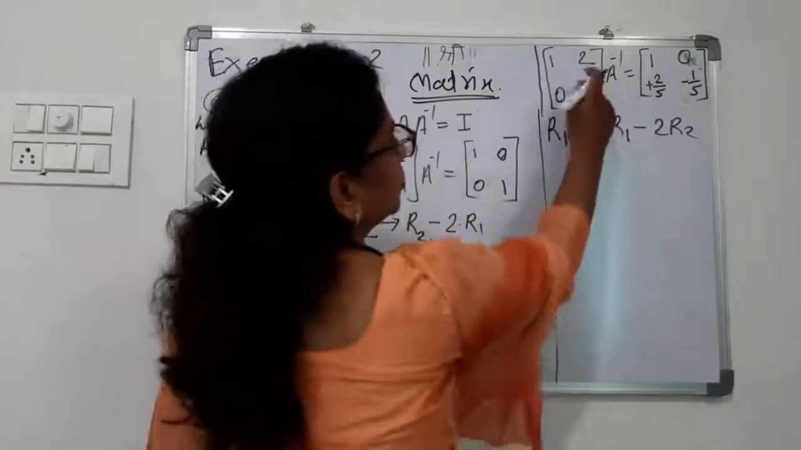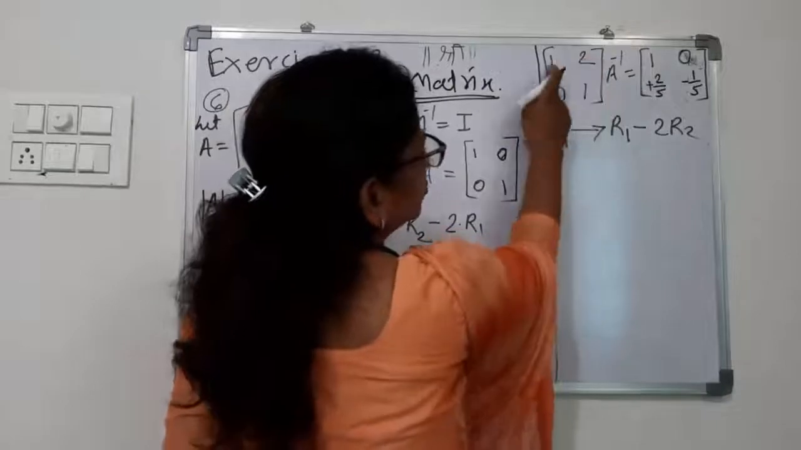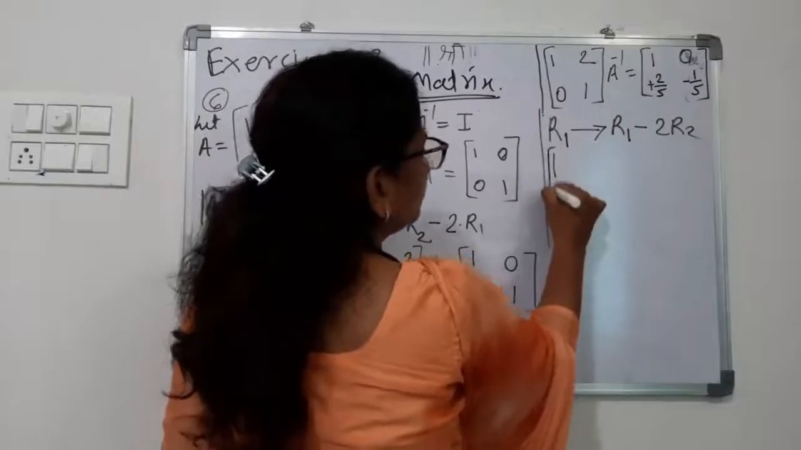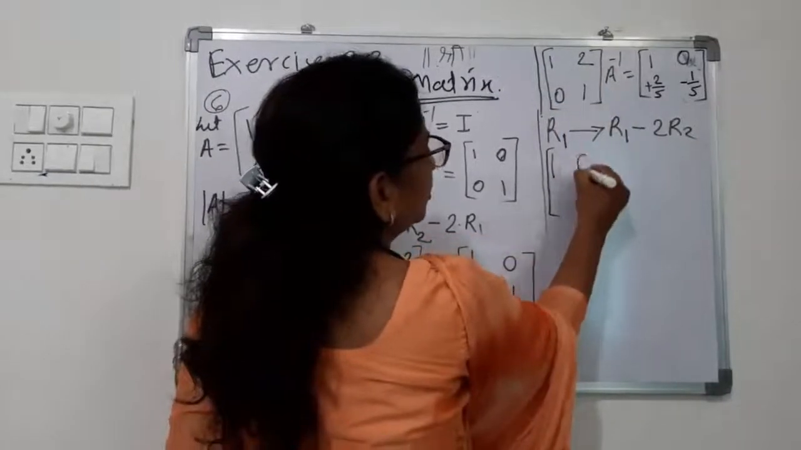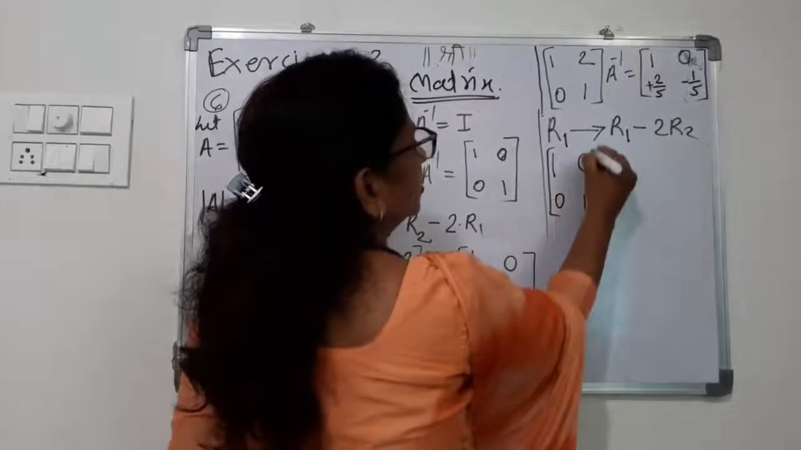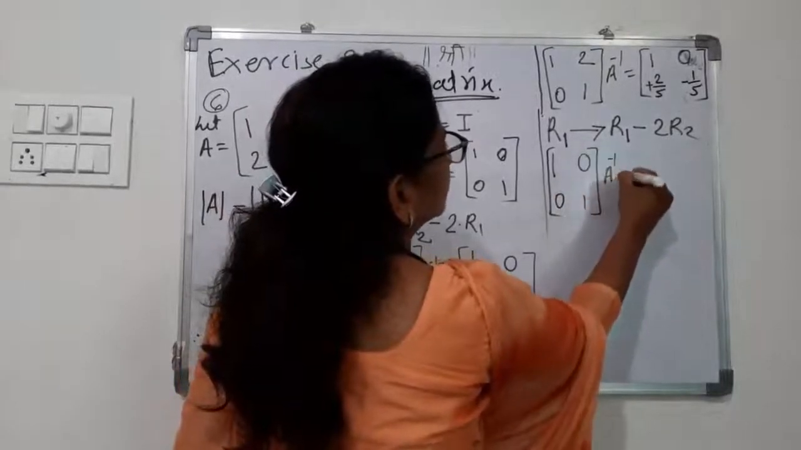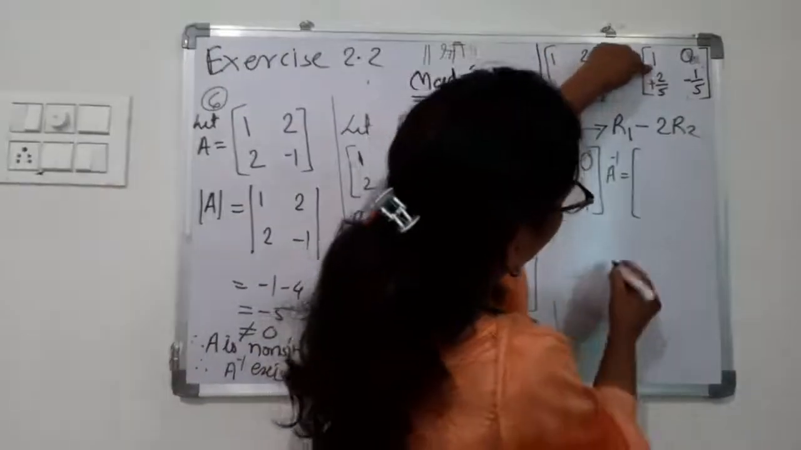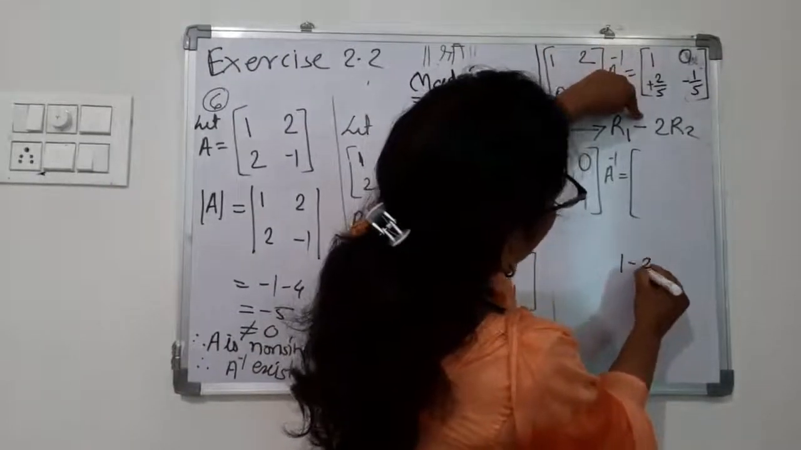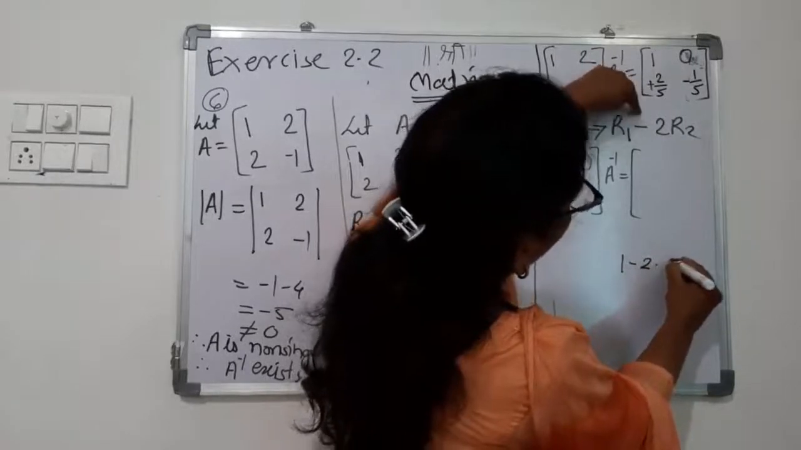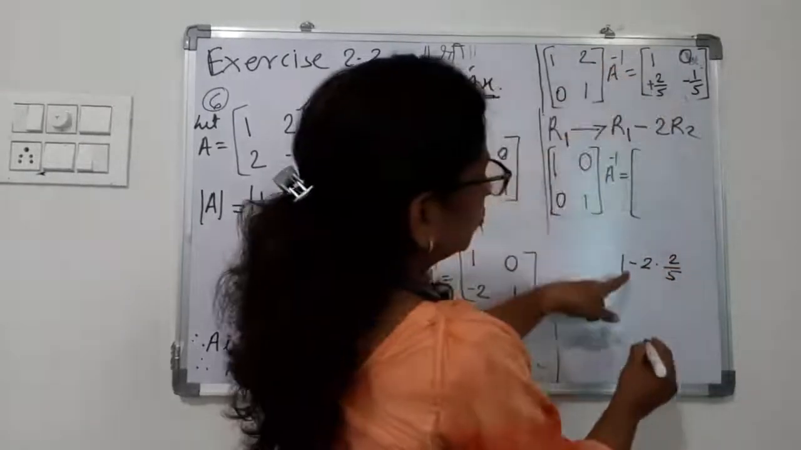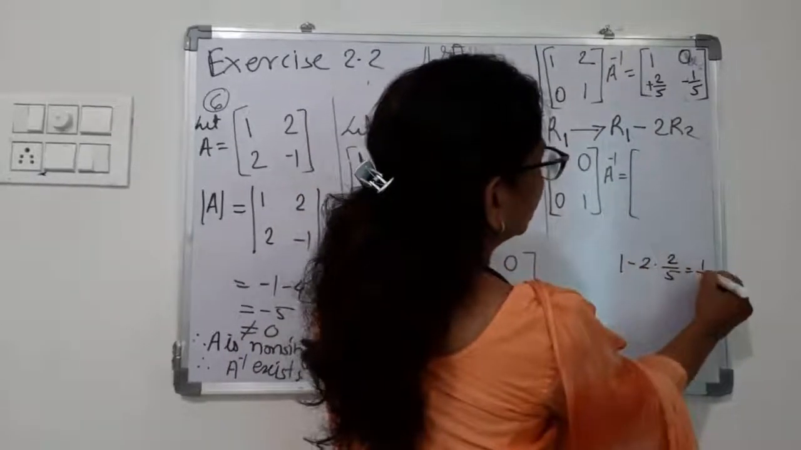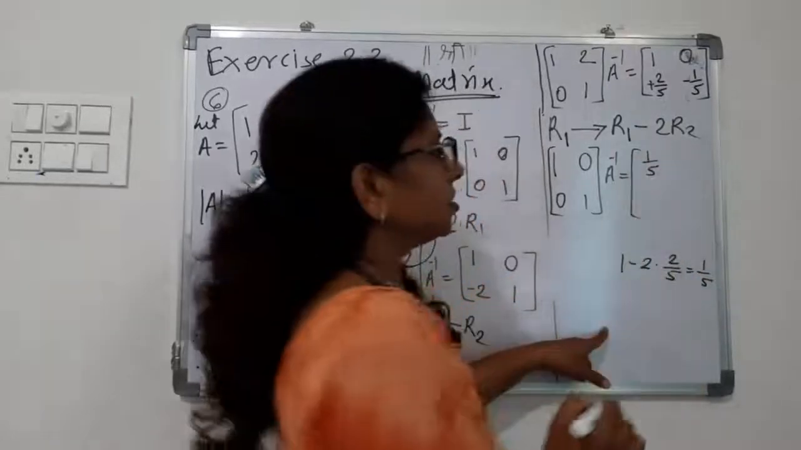Okay, so apply this operation. 1 stays as it is, because 1 minus 0 is 1. For 0 only we are doing this, so 0, 0, 1. A inverse. Now apply here the similar operations. Now what is R1? R1 is 1 minus 2 into R2, which is 2 by 5, means 1 minus 4 by 5 is 1 by 5. So this is 1 by 5.